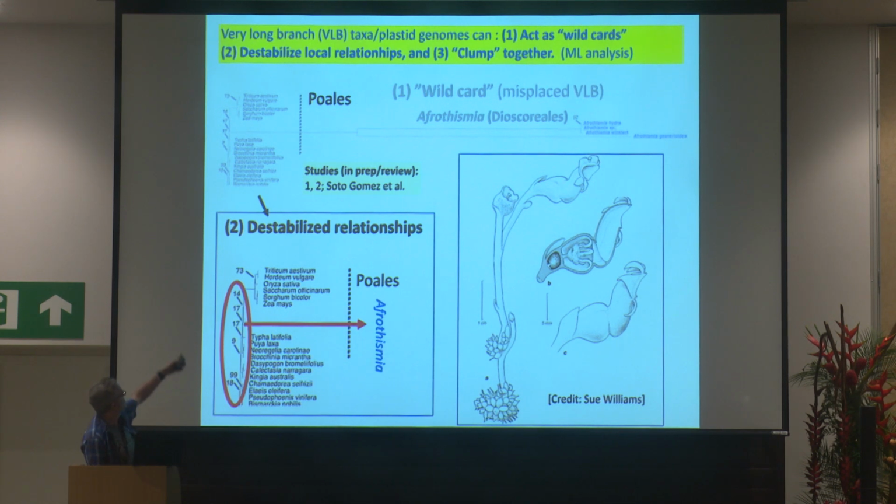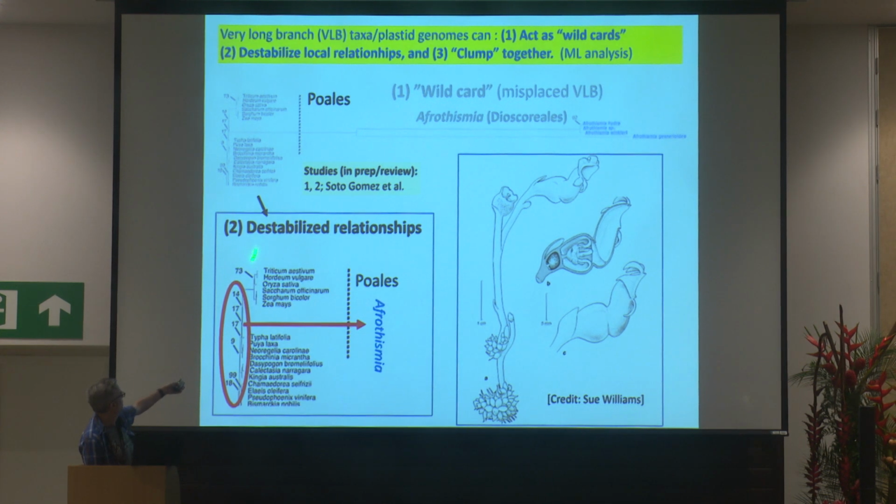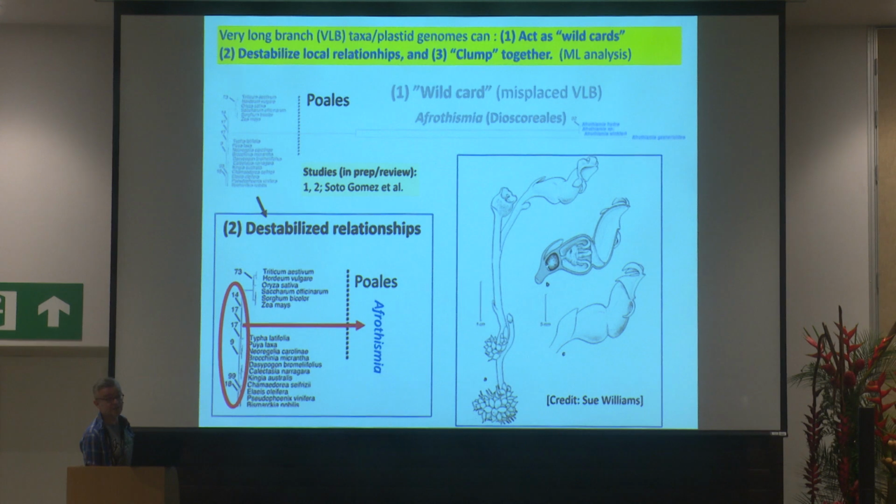This is the same tree up here, and this is this part of the tree down here. So here are grasses and relatives. But you can see that the backbone, these are whole plastid genomes, is basically just collapsed in terms of its support. So they tend to destabilize local relationships when you add these very long branch taxa.